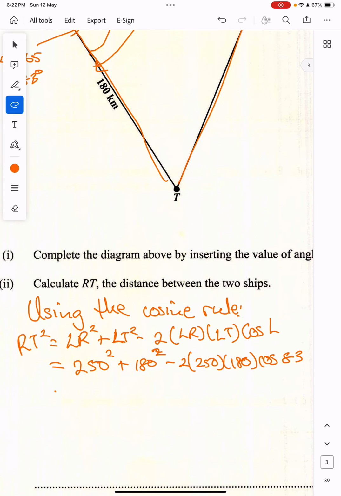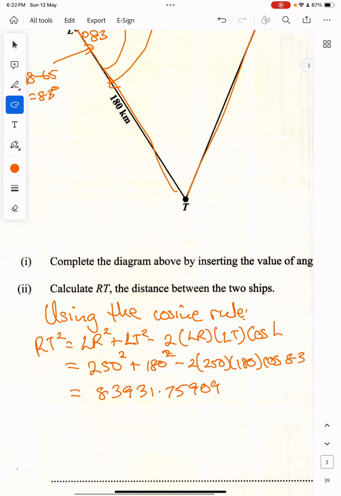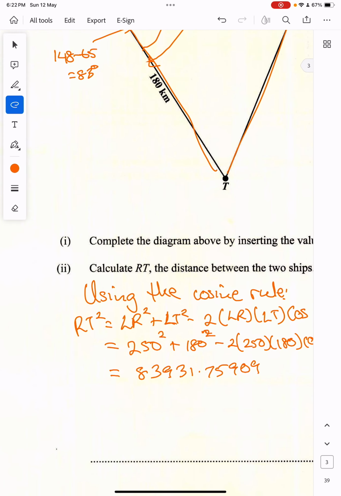Punching this into your calculator works down to be 83931.75909. Now this is RT squared. You're being asked to find RT, so therefore we need to come and find the square root of this.